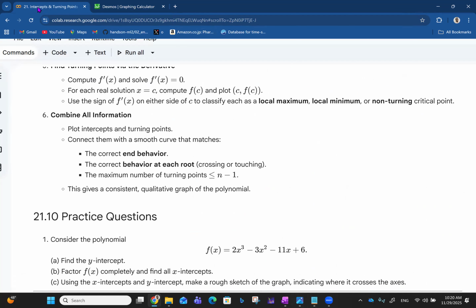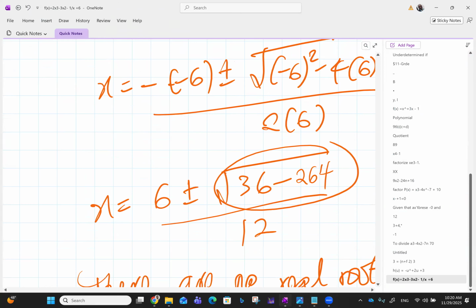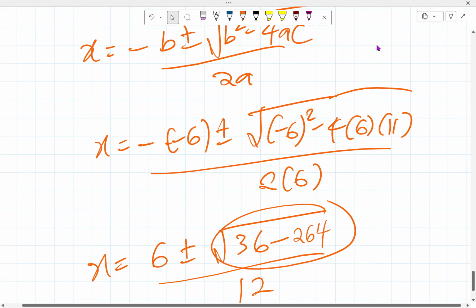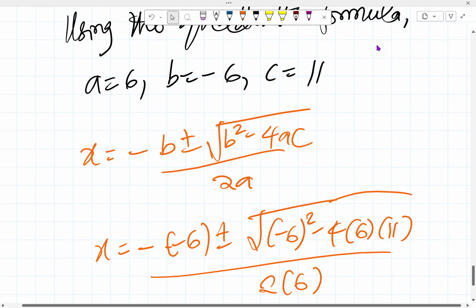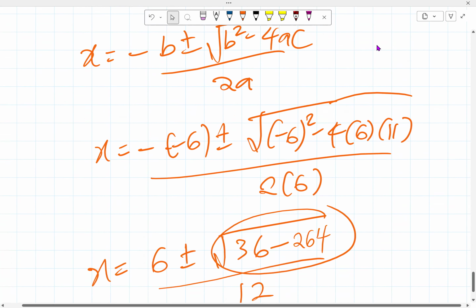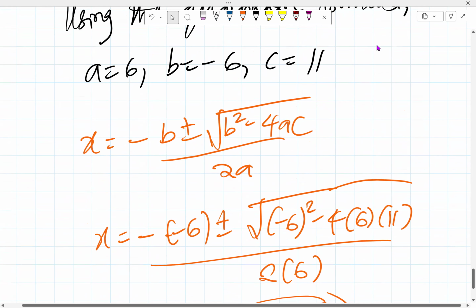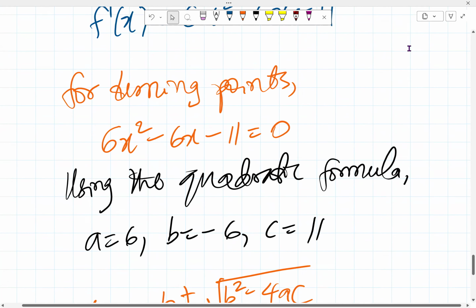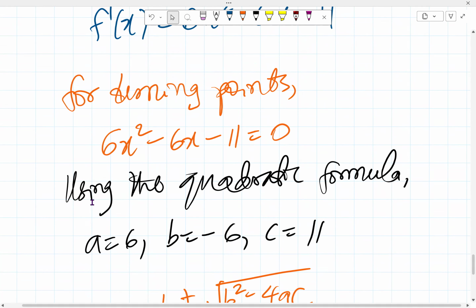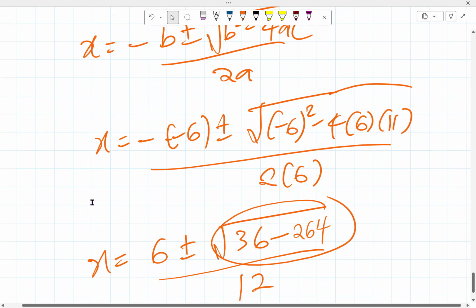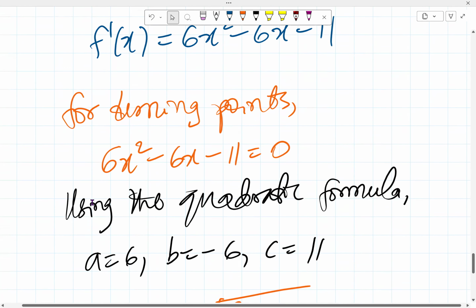But why is that not working here? It should work. Because this is b squared minus 4ac. So it's imaginary. There are no real roots, but we have real roots, I suspect. Okay, there are no real roots for this particular expression.